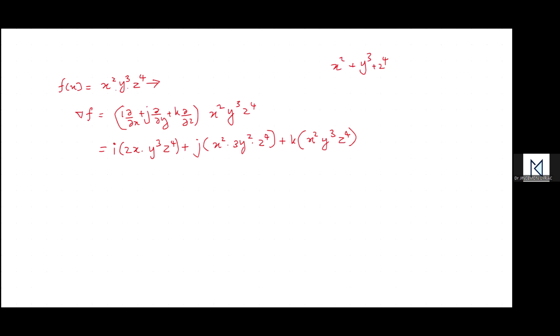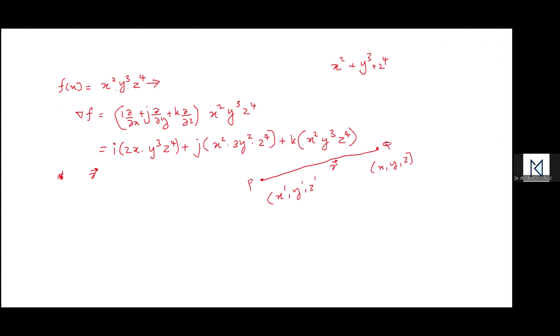Now let's consider another question, a different type of question. Let R be the separation vector from a fixed point x prime, y prime, z prime to a point x, y, z. That means R is the distance between these two points. Let's consider this is P and this is the point Q.